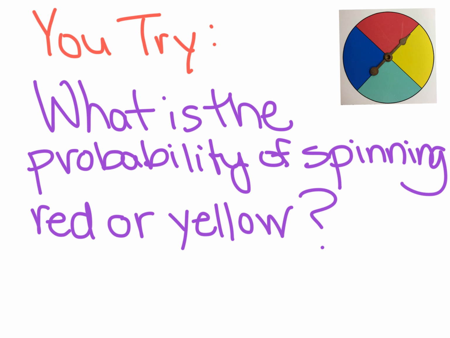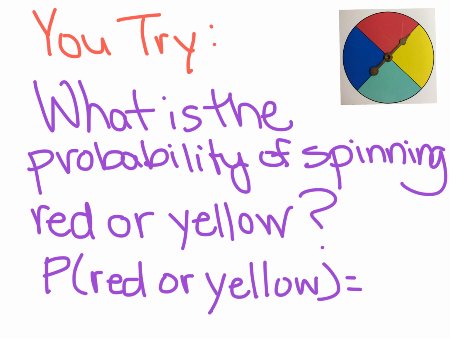All right, it's your turn to try. What is the probability of spinning red or yellow on this spinner? Please pause the video. Notice that I wrote it in another way. I wrote P, and then in parentheses I wrote red or yellow. You're going to see that notation a lot, and that just means the probability of spinning red or yellow.